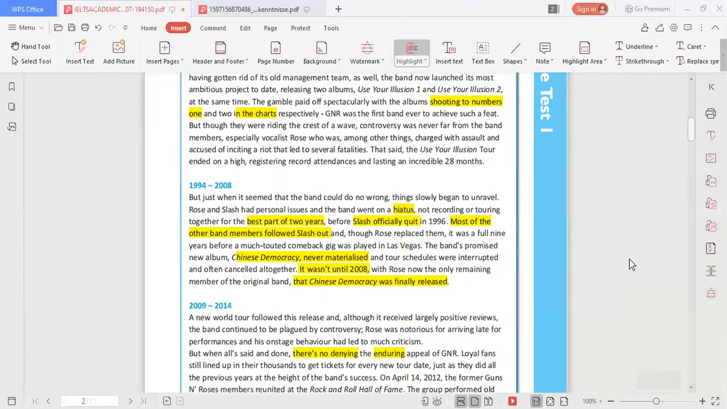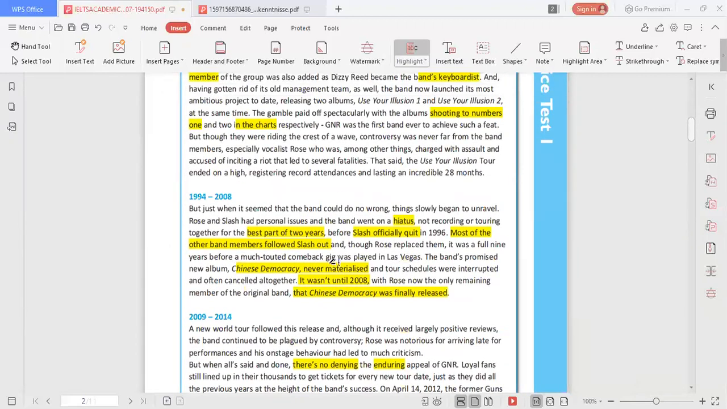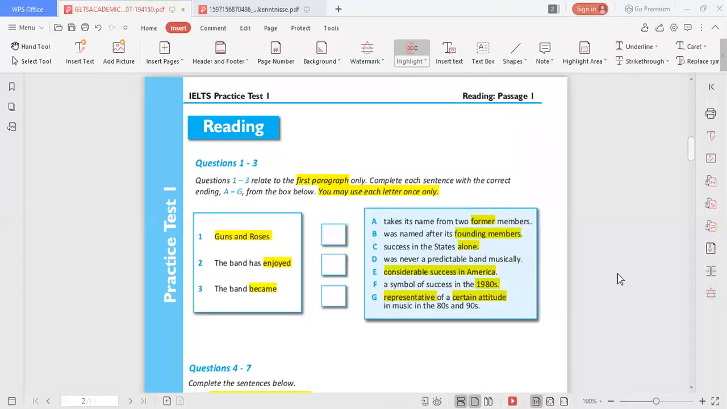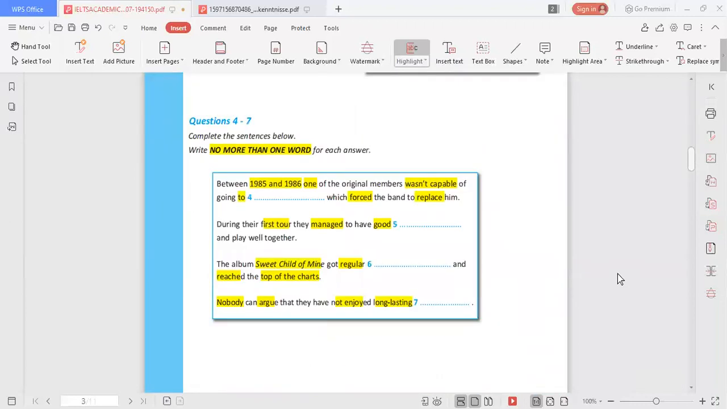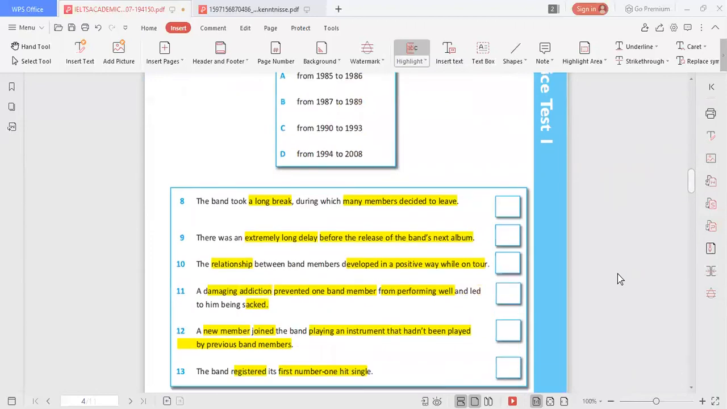And remember the point I made about the fact that when you find the keyword, the answer is in that sentence or the sentence after it, okay? Basically, the keywords are grouped at a particular place. So we've got one keyword here, the album Chinese Democracy, never materializing. And in the sentence after that, we've got it wasn't until 2008. So from 1996 to 2008, that's actually a long time. We've got 12 years there. So that makes letter D again our answer, okay?